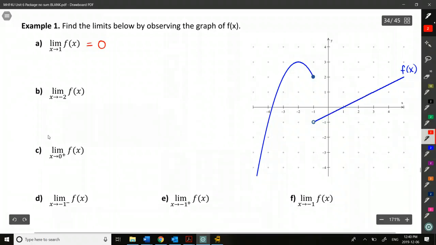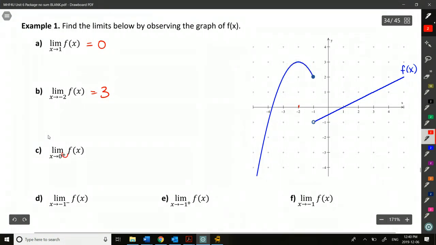All right. Let's take a look at the next one. The limit as x approaches negative 2 of f(x). So here's negative 2. 3. Yeah, I'm approaching the value 3 as we approach from the left and the right. Awesome.